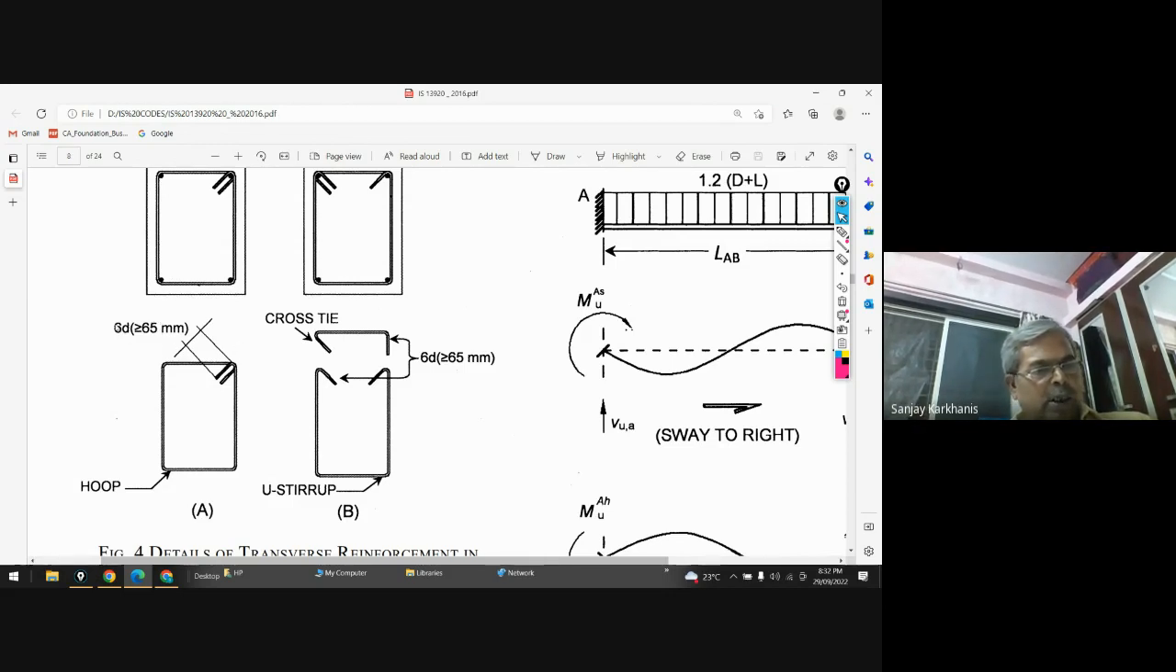So that means if you are using 8 dia stirrups, then 8 into 6 is 48, something around 50, but it shall be more than 65. And if you are using 12 dia stirrups, then how much is it? 12 into 6, 72. Now it has to be greater than 65. That means here you have to go for 75. Like that, you can calculate and see.